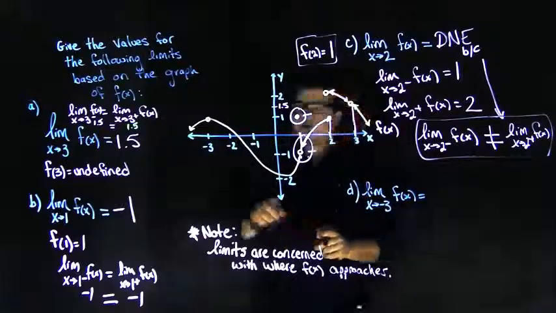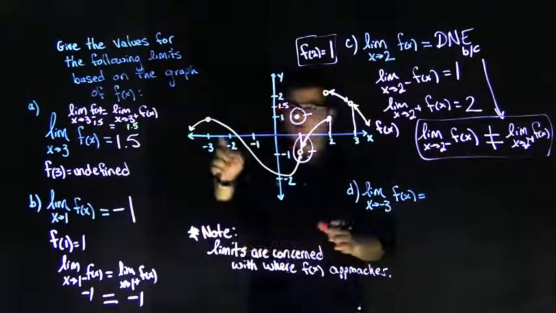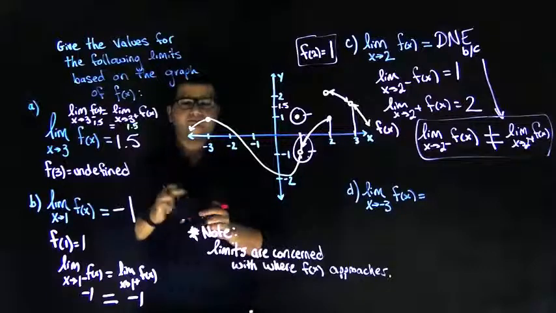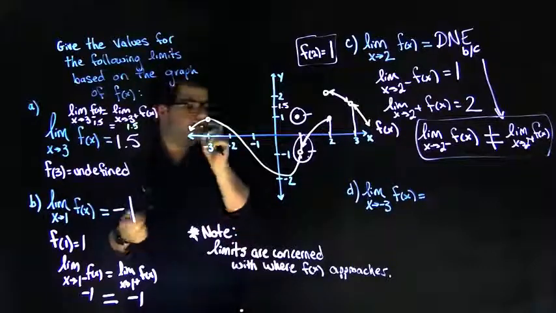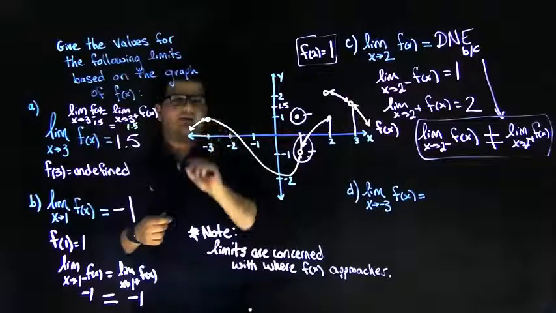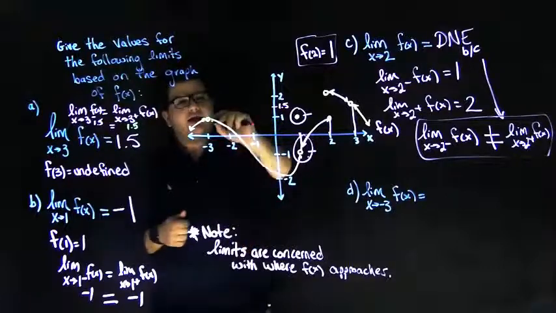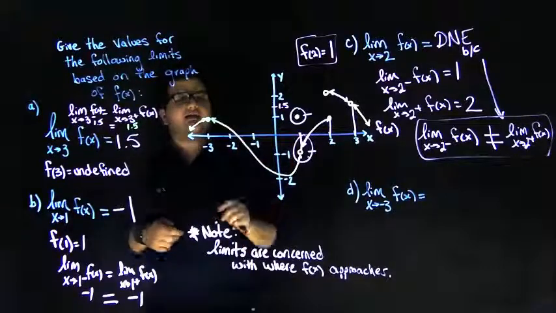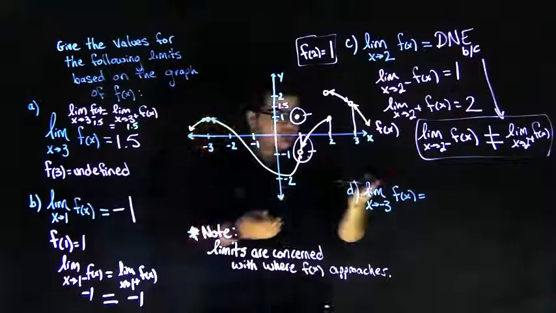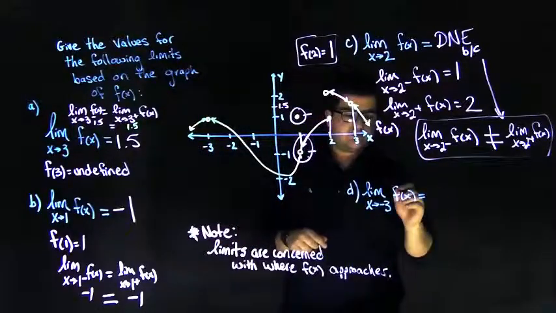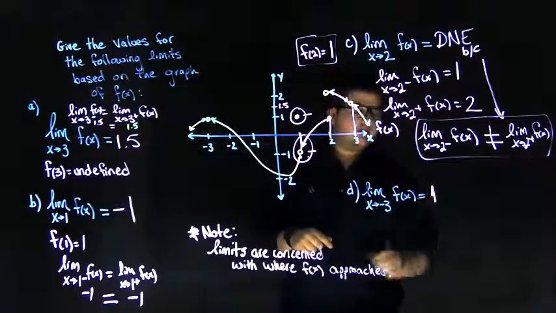And the last one here, the limit as x approaches -3. So we go to -3 on our graph, and we take it from the left and the right. We can do the left side, and we see that it's approaching about 1. And then from the right side, it's approaching about 1 as well. So therefore, the limit as x approaches -3 of f of x is 1.